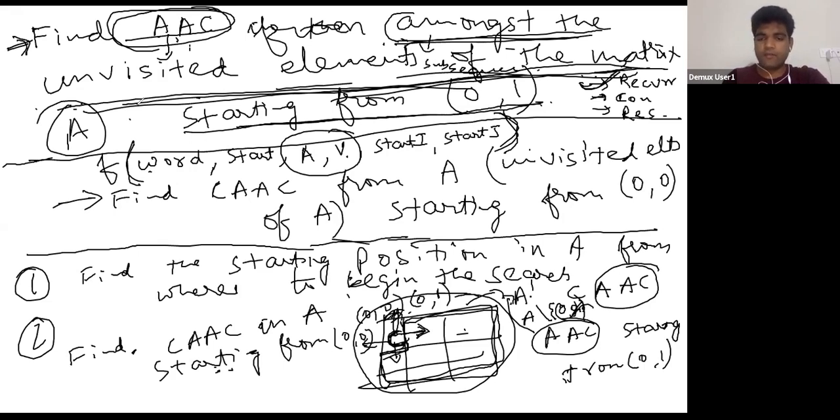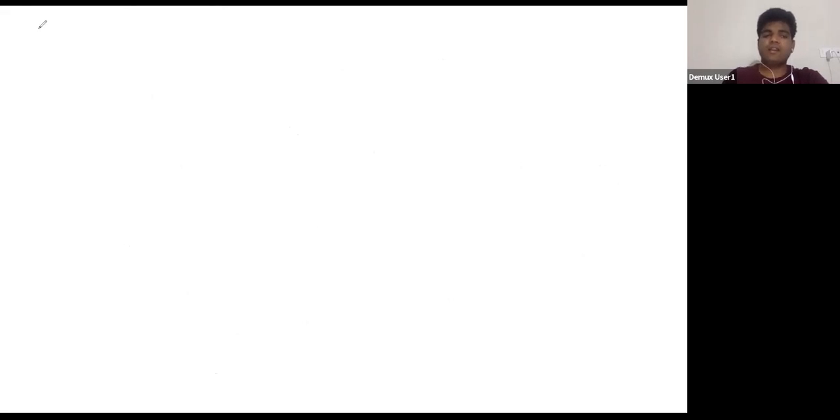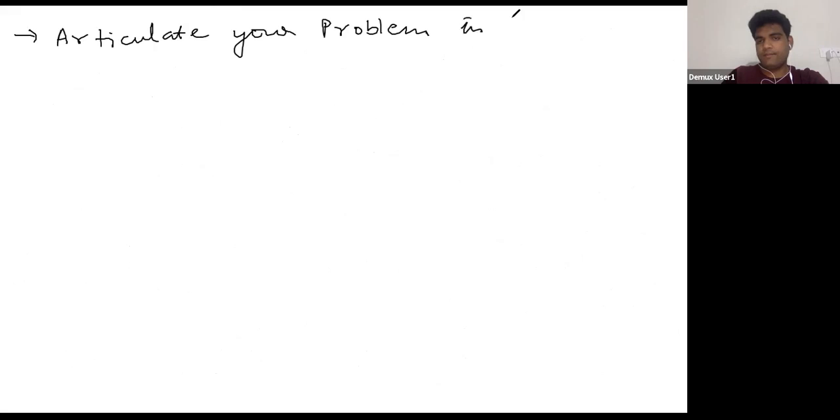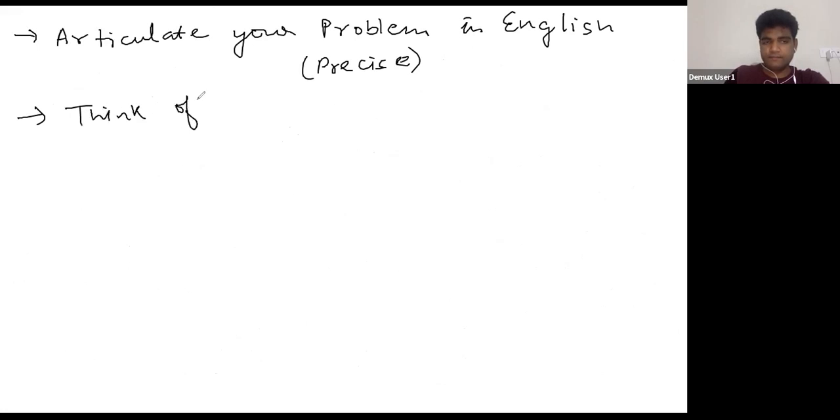So I'm just taking one more way of solving problems. This is another route that I have taken, wherein I told myself: first, articulate your problem in English, very precisely. This articulation should be very precise. Then think of a decision, a decision that I can take. After that decision, what am I left with? Articulate that.